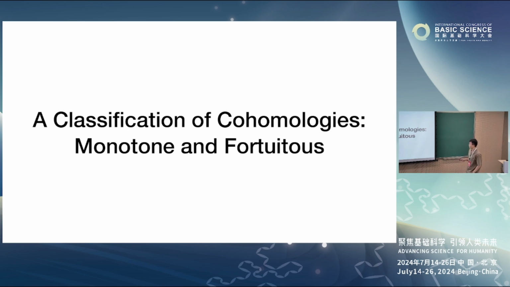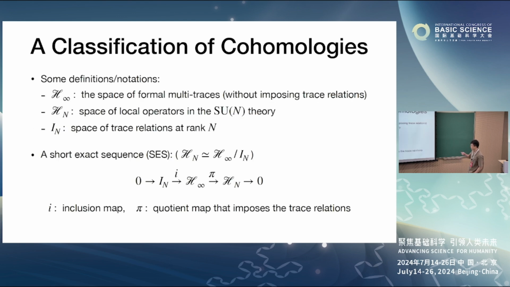Now let's come to the classification of the cohomology. Let me introduce a few notations and then we can discuss the classification. So let's define this H infinity, that's the space of formal multitraces without imposing any trace relations. So we just have a bunch of traces of this psi and some derivatives acting on psi, and products of these traces. And this Hn means the space of local operators in SU(n) theory. That means we have these multitraces, but imposing the trace relations at rank n. The space without imposing any trace relations, you can also understand as the space of local operators in the infinite rank theory, because if you consider infinite rank matrices, there are no trace relations between any multitraces.